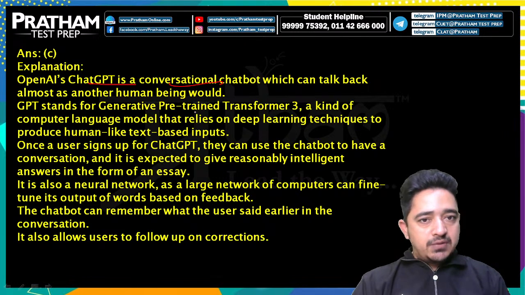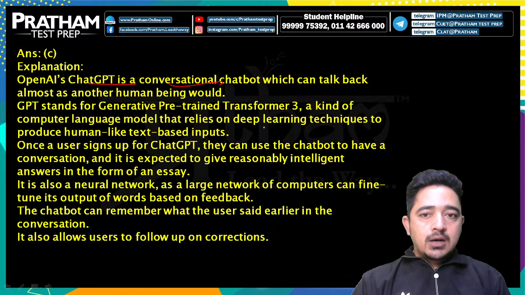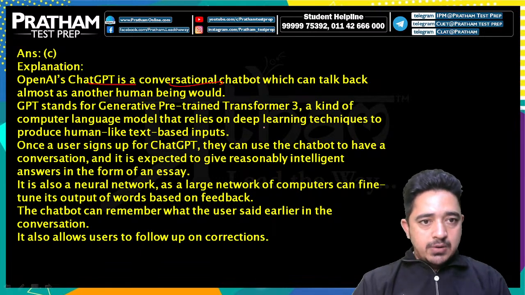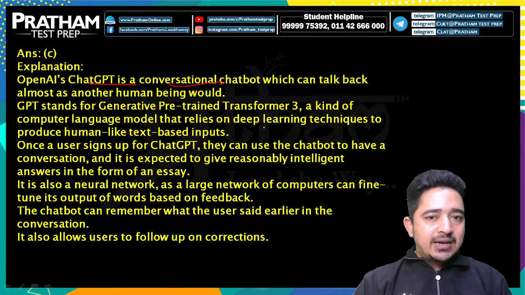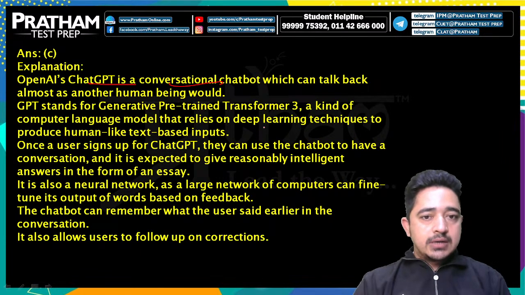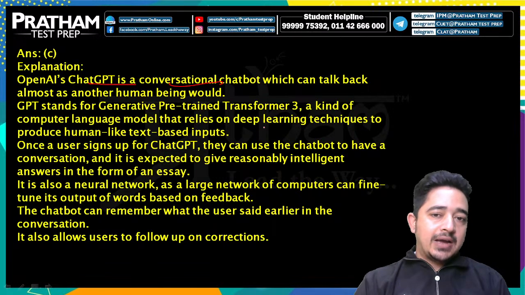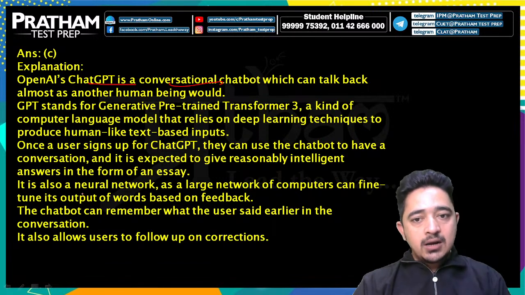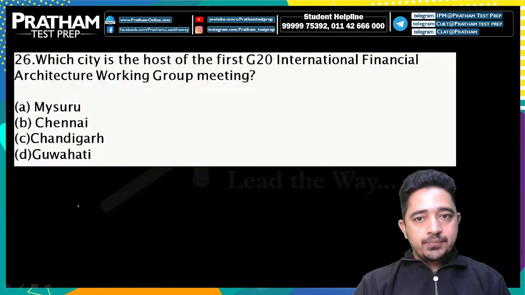GPT stands for Generative Pre-trained Transformer, a kind of computer language model that relies on deep learning techniques to produce human-like text based on inputs. And once a user signs up for ChatGPT, they can use the chatbot to have a conversation, and it is expected to give reasonably intelligent answers in the form of an essay. It is also, we can say, a neural network, as a large network of computers can fine-tune its output to words based on feedback. The chatbot can remember what the user said earlier in the conversation, and it also allows users to follow up with corrections.